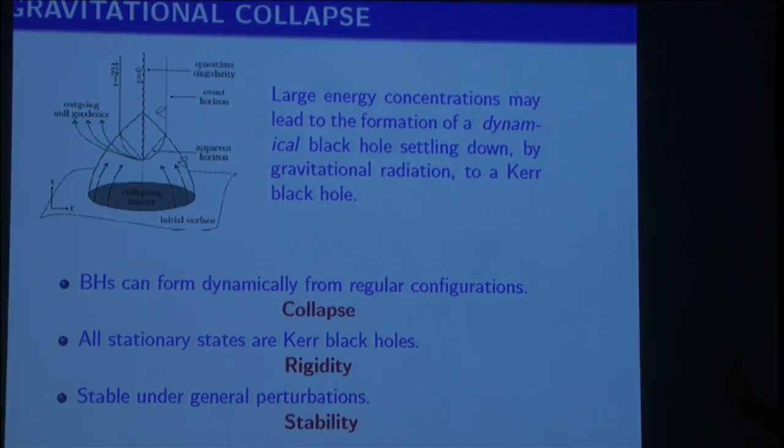Second, in other words, forming in the first place means starting with regular configurations which don't have black holes, right? Whatever that means, you have to make that precise, of course. All stationary states are Kerr black holes, so this is a problem of rigidity, which I mentioned. In other words, there could be many other stationary states, we don't know.